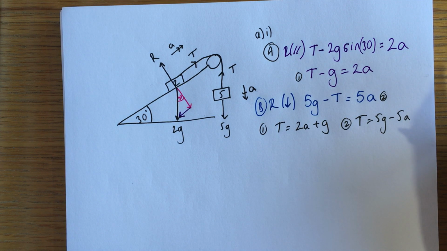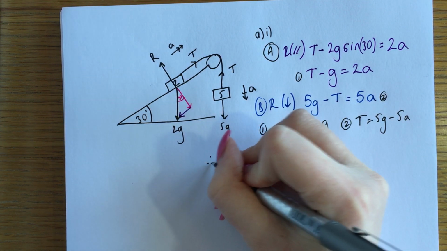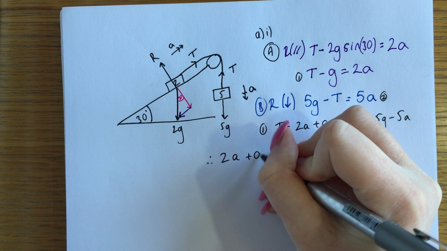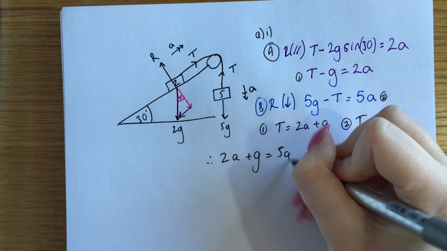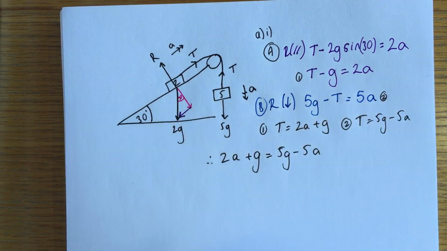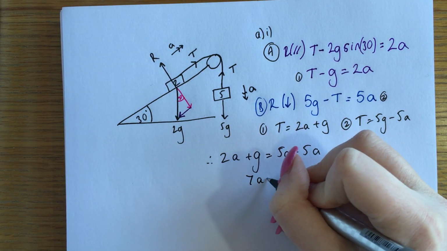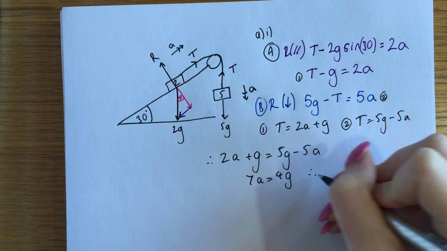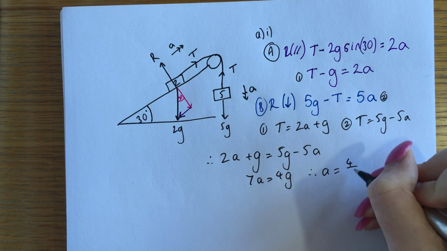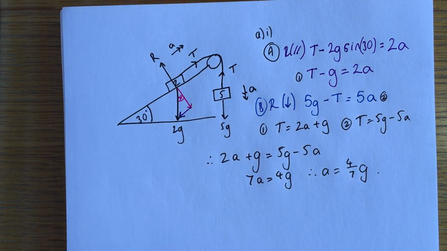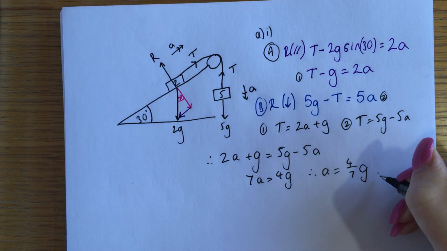So therefore these things must be equal to each other. So therefore 2A plus G is equal to 5G minus 5A. 7A is equal to 4G, so therefore A is equal to 4/7 of G as required.